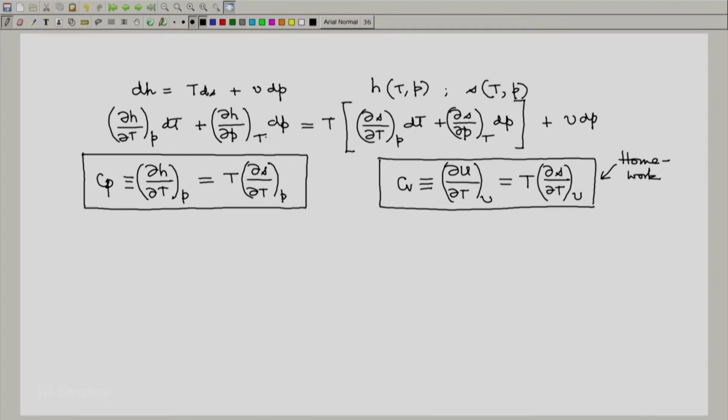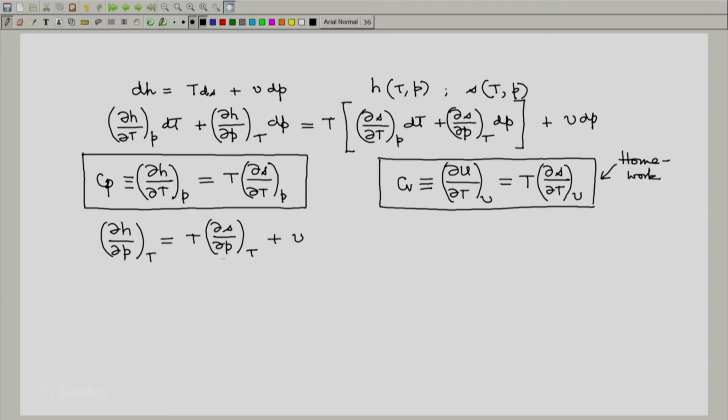The second term here is also useful. We have a coefficient of dP on the right hand side and a coefficient of dP on the left hand side. Comparing them, we will get partial of H with respect to P at constant T equal to T into partial of S with respect to P at constant T plus V.